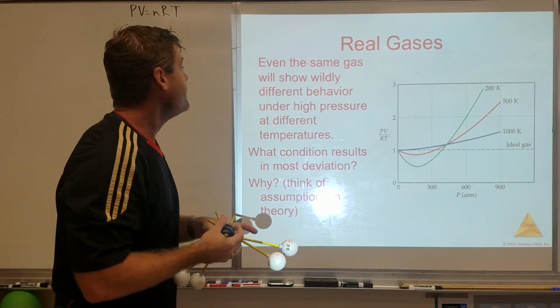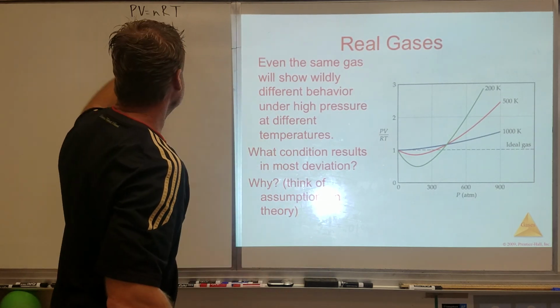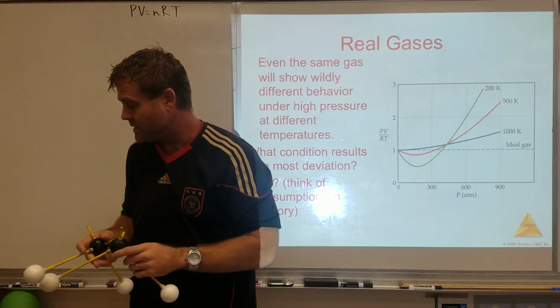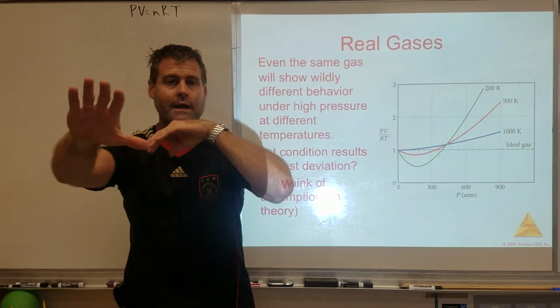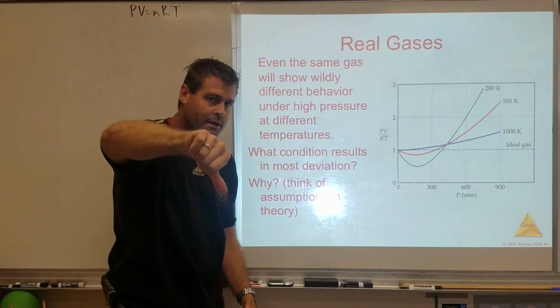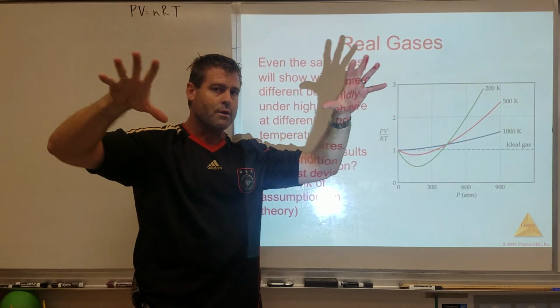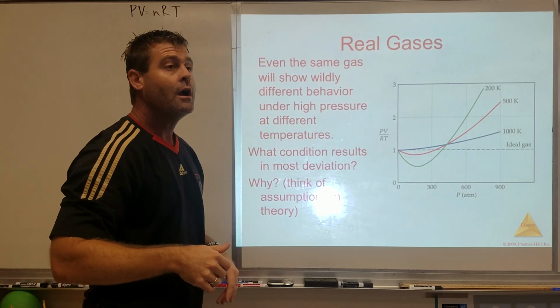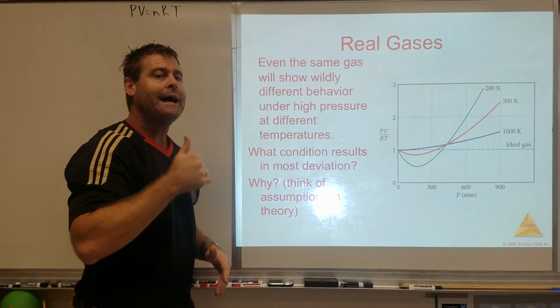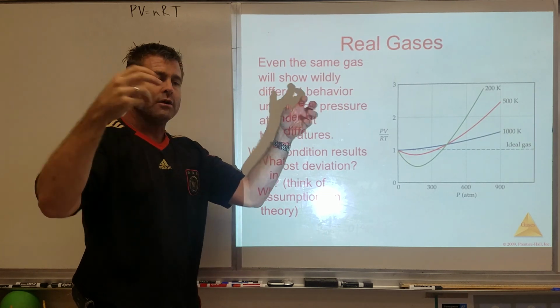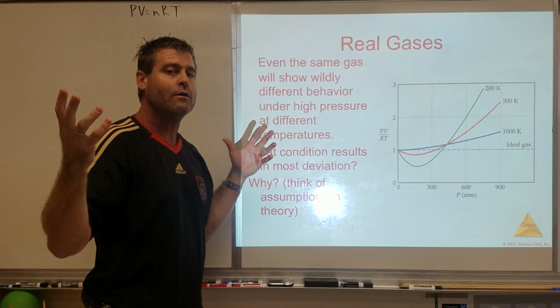So when will you have ideal conditions? When can you really use PV = nRT in situations? When you have what kind of pressure, guys? Low pressure, because that means gas molecules are spread out, and under high temperatures, because then molecules are moving fast and they can easily overcome any intermolecular forces.